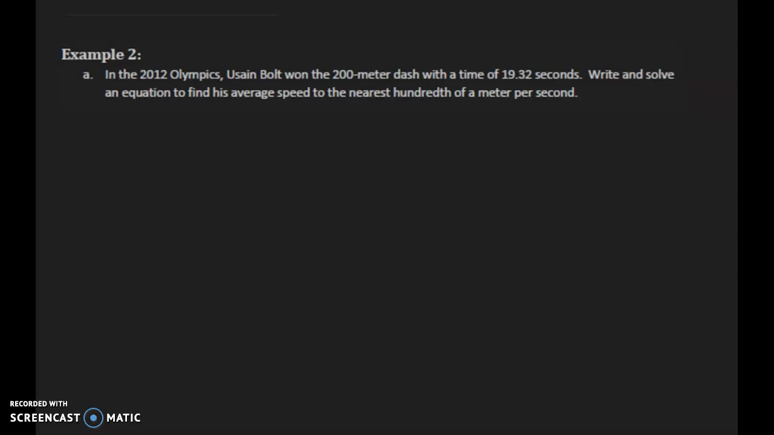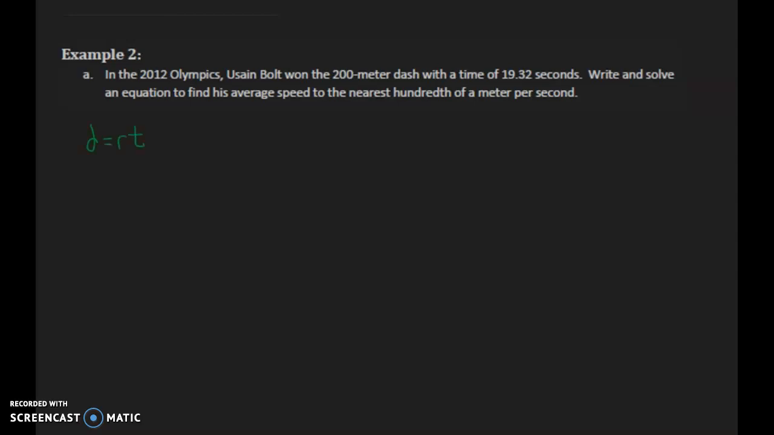We're going to work on word problems. Example 2a says, in the 2012 Olympics, Usain Bolt won the 200-meter dash with a time of 19.32 seconds. It wants us to write and solve an equation to find his average speed to the nearest hundredth of a meter per second. So the equation we're going to need is d equals rt.